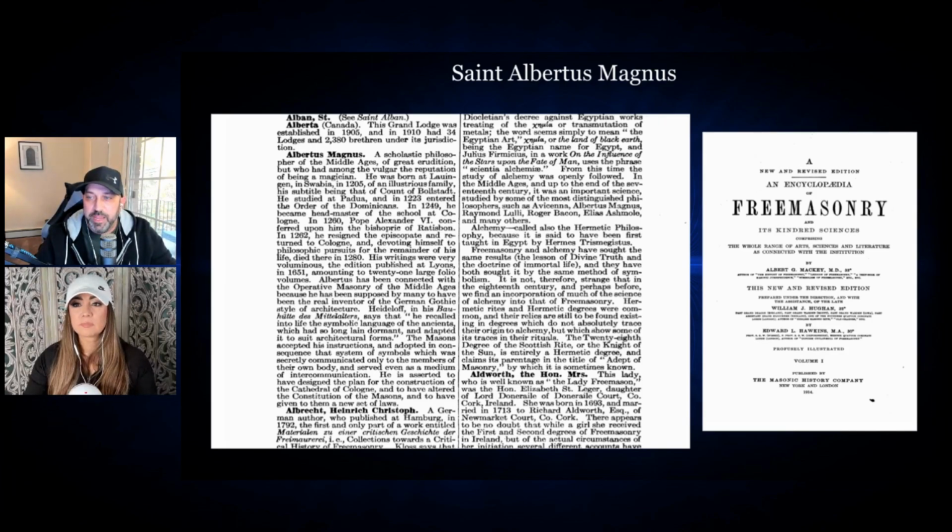Albertus has been connected with the operative masonry of the Middle Ages because he has been supposed by many to have been the real inventor of the German Gothic style of architecture. Heideloff, in his Bauhütte, I can't even pronounce this, says he recalled into life the symbolic language of the ancients, which had so long lain dormant, and adapted it to suit architectural forms. The Masons accepted his instructions and adopted in consequence the system of symbols, which was secretly communicated only to the members of their own body and served even as a medium of intercommunication. It is asserted that he designed the plan for the construction of the Cathedral of Cologne and altered the constitution of the Masons and gave to them a new set of laws.